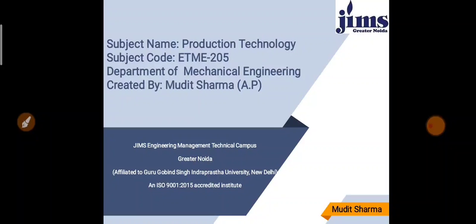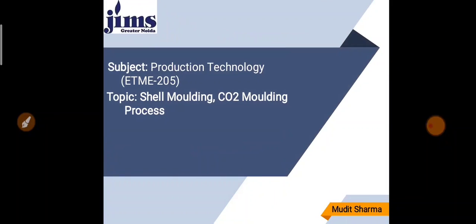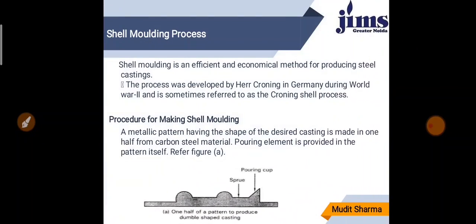So this kind of molding is very efficient because it requires minimum finishing operation. Now we discuss this process one by one. Our topic is shell molding and CO2 molding. First shell molding, and after shell molding, we will discuss the CO2 molding process. This is another process.